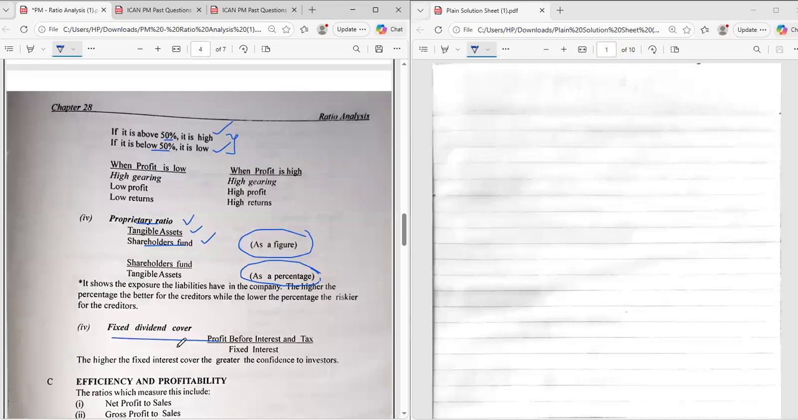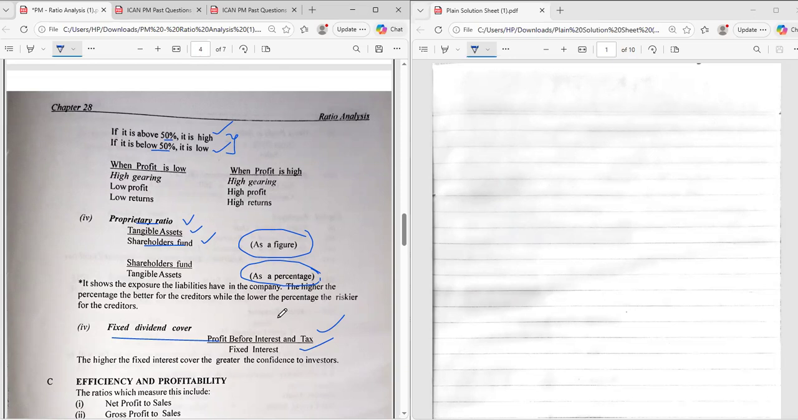Fixed dividend cover. This one, you're using your PBIT, your profit before interest and tax, divided by fixed interest. This just tells us whether your profit before interest and tax can pay for the interest. You know, when you're preparing your P&L account, the idea is that you get profit before interest and tax. You will not suffer interest, you will not get profit before tax, you will not suffer tax, you will not get profit after tax.